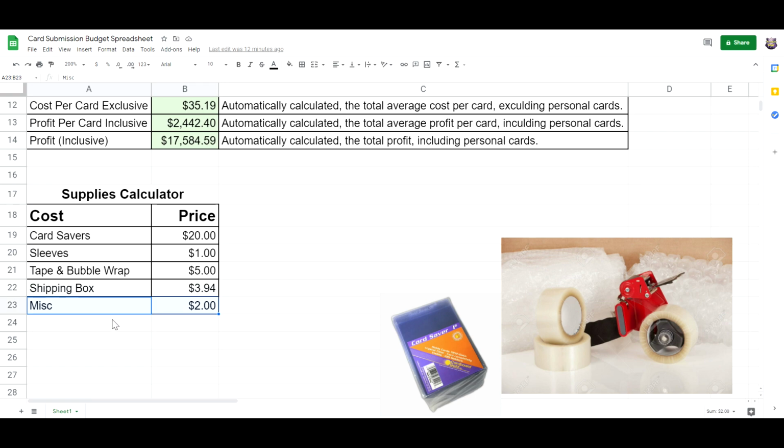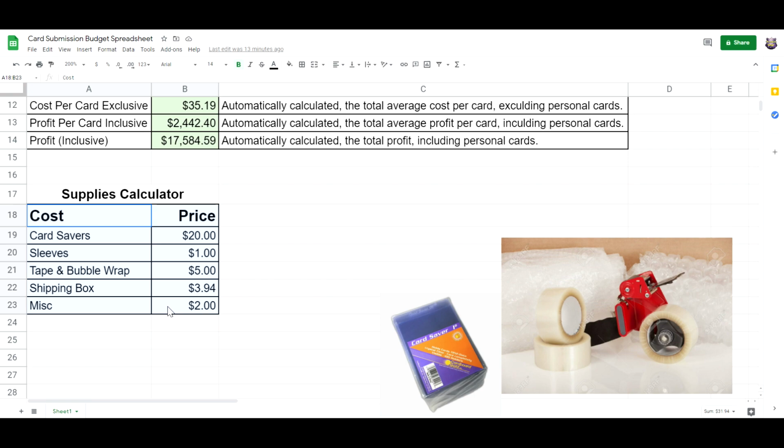And then finally but not least, I have this miscellaneous section. Oftentimes I will go ahead and include things like the cost of a marker or the cost of those little book tabs that you can use to put onto the back of the sleeve of the card before it is inserted into the card saver. If you wanted to include any of those types of supplies, this would be the area that you could include them in. And of course, if there are additional ones that you guys think I'm missing, feel free to let me know that down below in the comments, and I can go in and edit and add those in.